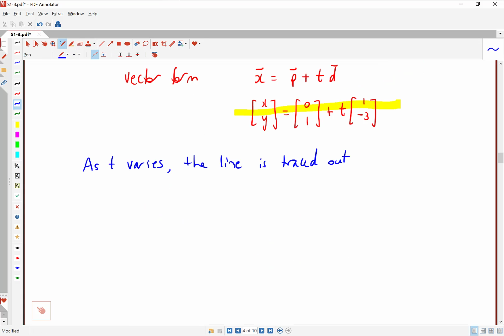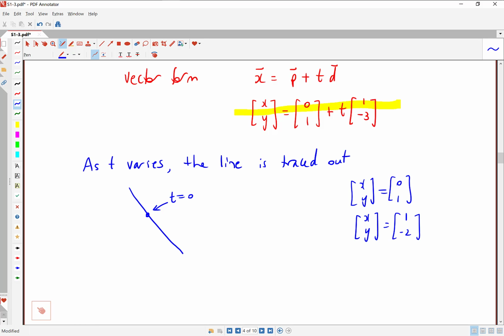So we could say as t varies, the line is traced out. If we were to make a careful sketch here, the line would be oriented this way. So imagine you take the t value 0, then the equation collapses to (x, y) equals (0, 1). And that's just describing a certain point on the line. So let's say that's this point right here. So that's what we're getting at t equals 0. At t equals 1, your equation becomes (x, y) equals (1, -2). So that's actually describing the point Q. Let's say that's over here.